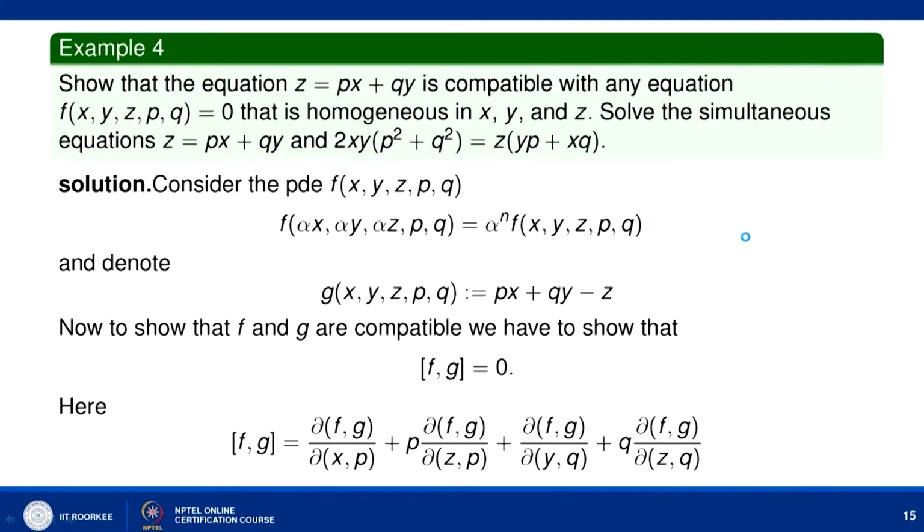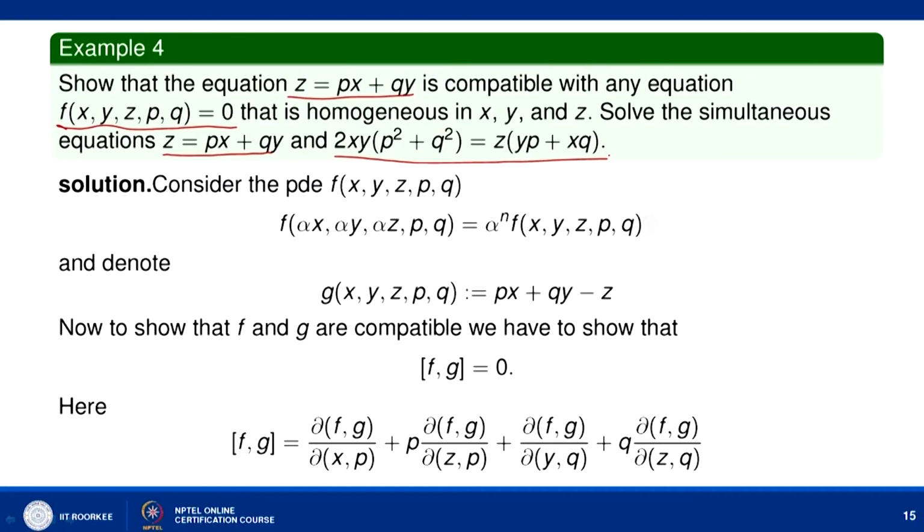Now, let us consider one example based on this compatibility procedure. Show that the equation z equal to px plus qy is compatible with any equation f of x, y, z, p, q equal to 0 that is homogeneous in x, y and z. And once we show that they are compatible, we try to find the common solution of the two equations z equal to px plus qy and 2xy(p square plus q square) equal to z(yp plus xq).